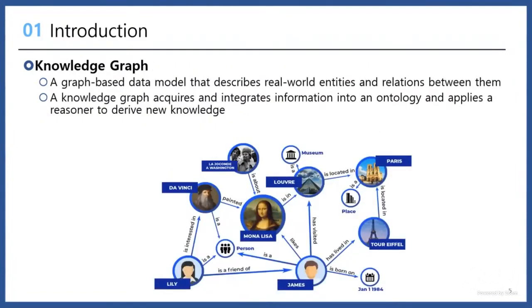A knowledge graph is a graph-based data model that describes entities and relations between them. The knowledge graph collects information, integrates it into an ontology, and applies reasoning to derive new knowledge. Let's take a brief look at the knowledge graph of the Mona Lisa. Blue circles are entities, and links between them are relationships. The Mona Lisa was painted by Leonardo da Vinci and is in the Louvre, and the museum is located in Paris.